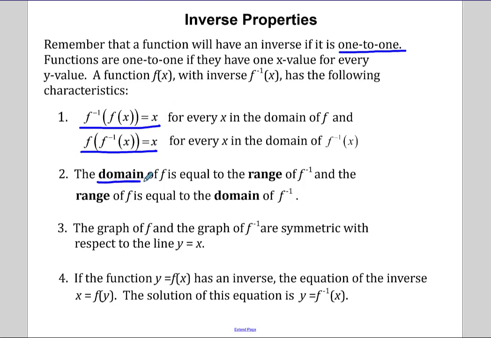Also, the domain of a function is equal to the range of its inverse, and the range of a function is equal to the domain of its inverse. The graph of a function and its inverse are symmetric with respect to the line y equals x. And finally, if a function f of x has an inverse, the equation of the inverse is x equals f of y. See how we're interchanging? What was y is now x, and what was x is now y. The solution of this equation is y equals f inverse of x.